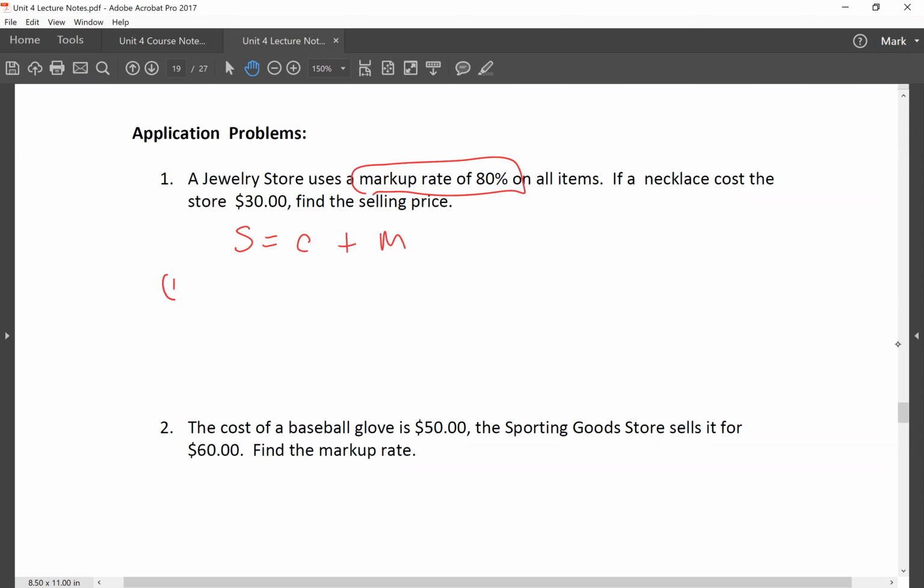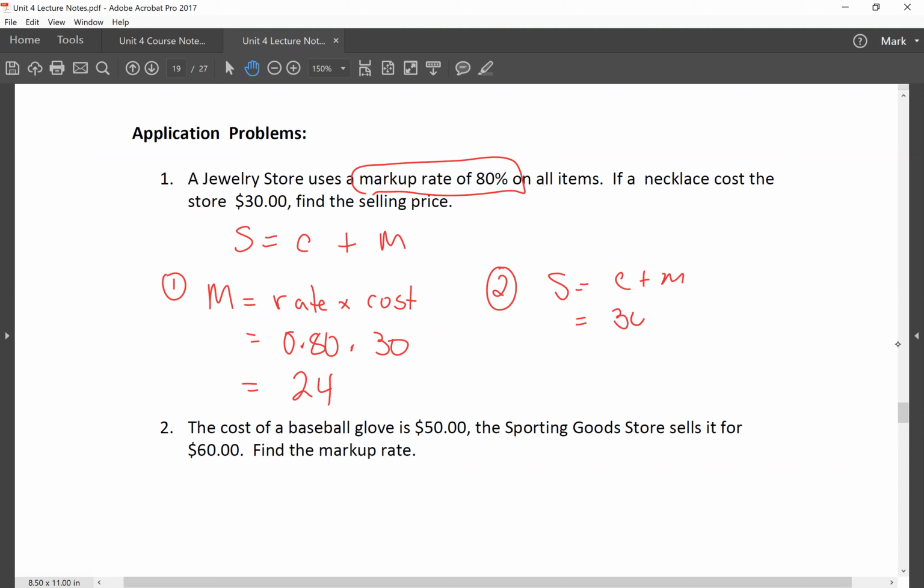So the first thing we're going to do is figure out the markup. It's the rate times the cost. So it's going to be 80% times $30, which gives you $24. So step 2, now I can find the selling price. It's the cost plus the markup. It's going to be $30 plus $24, $54.